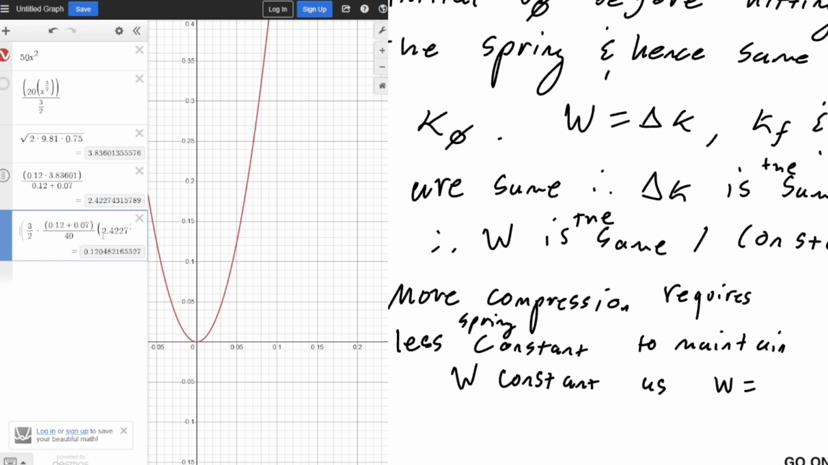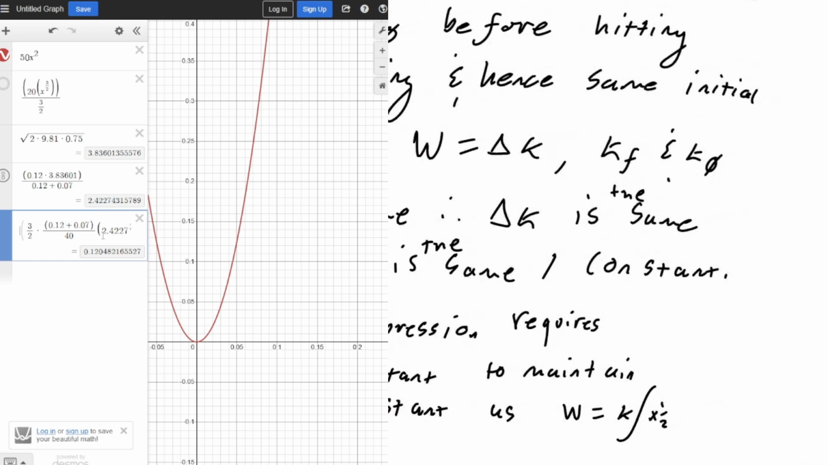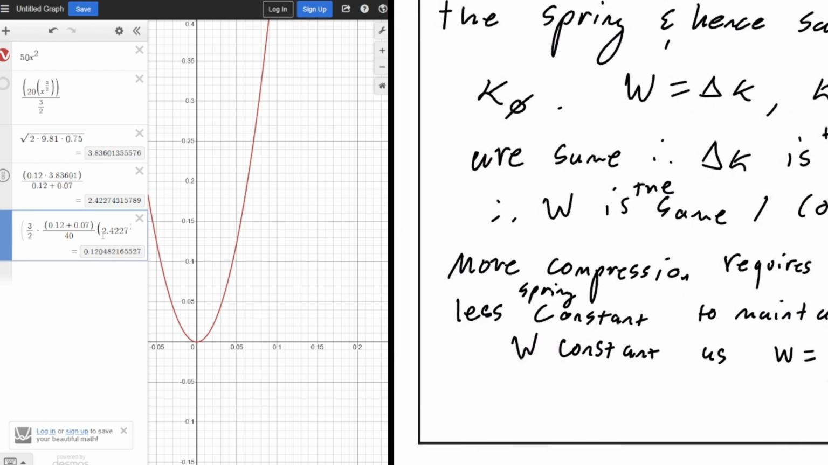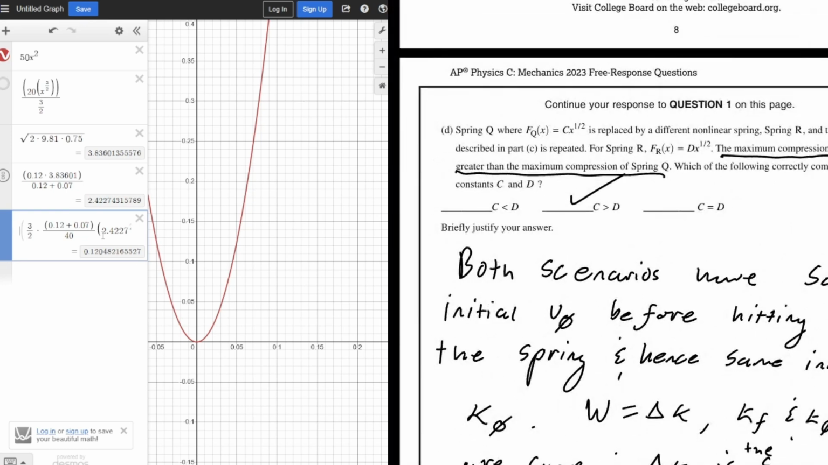as work equals the integral of kx, which gives 1/2 kx squared. Therefore, C is greater than D, right? Because spring C compressed less, its spring constant must have been greater because it can supply the same force to change the kinetic energy with less distance. But since this one needed more distance, its spring constant must have been weaker, right? Because if one goes up, the other has to go down.